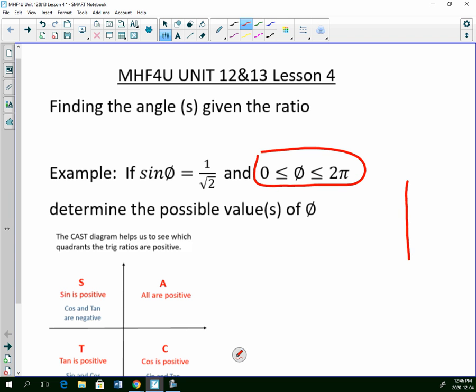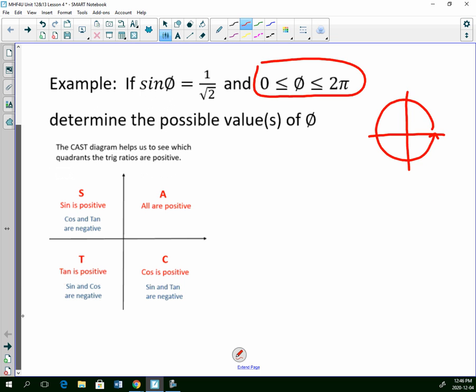So when I say from 0 to 2 pi, basically I'm asking you to find an angle that has a ratio of 1 over root 2 as we go around the quadrants once in the positive direction. Right, so starting at 0, ending at 2 pi. So the first thing that is going to help us determine that is our CAST rule. You may or may not remember this from grade 11. So the CAST rule helps us decide which of the ratios are positive or negative in each quadrant.